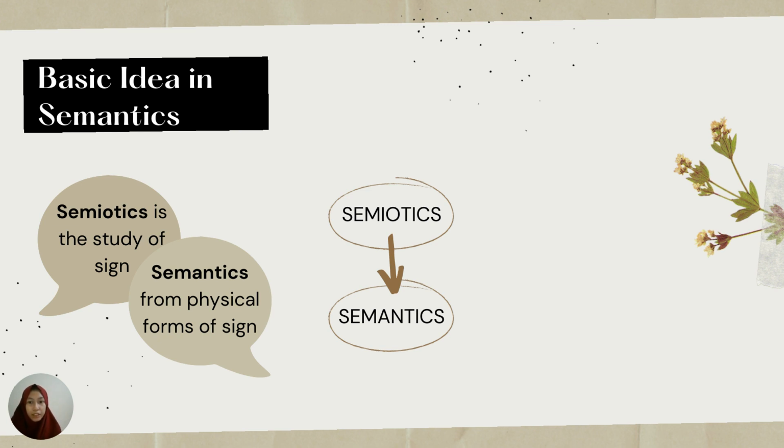Here I have already mentioned that one of the types is words and sentences. Words and sentences are further analyzed by semantics. Therefore, semantics is defined as the study of word meaning and sentence meaning. Semiotics discusses meaning in general, and semantics focuses on the meaning of words and sentences only.